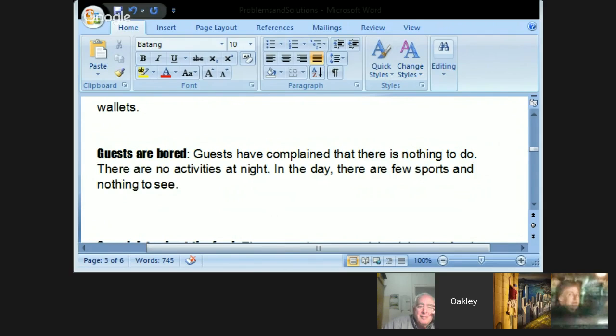Okay, this is another way to show agreement. I like the idea of excursions, but it depends where you're going to go. Actually, here's another way to express a solution or a point, and that is to give an example from your own experience.